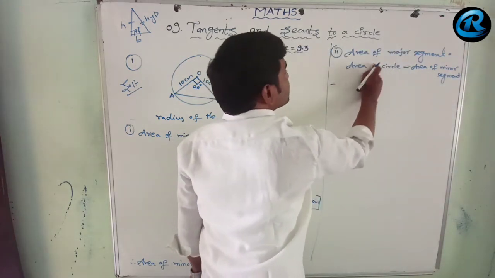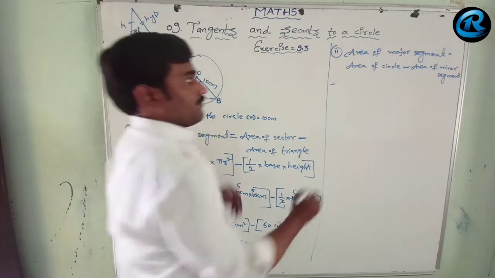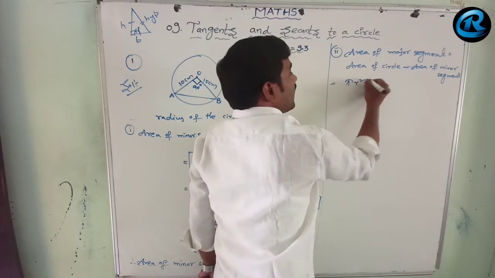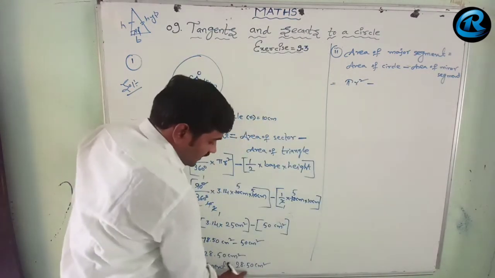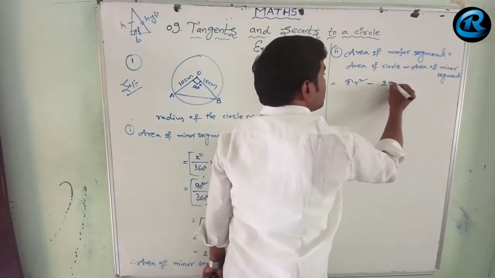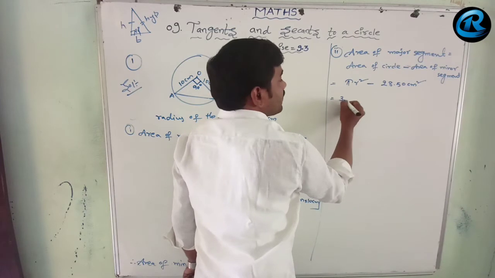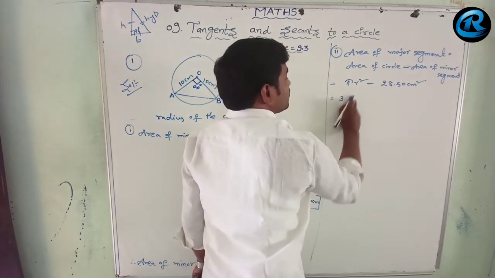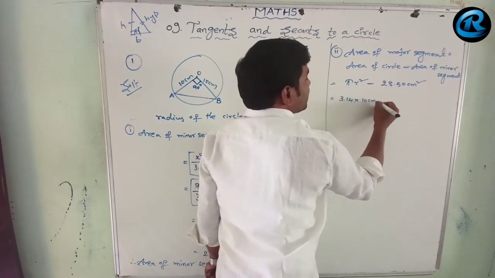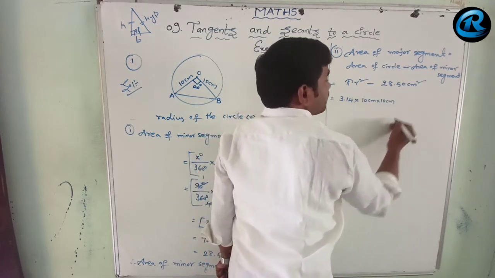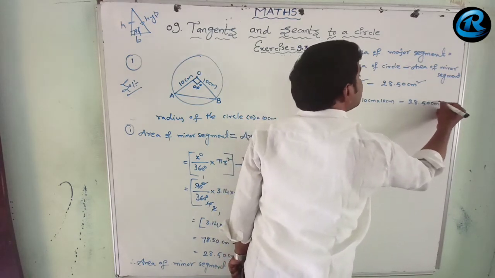So area of circle, the area of circle formula is pi r square, pi r square minus area of minor segment. Already we got 28.50 centimeter square. Here the question said to use the pi value 3.14, into r value 10 centimeter into 10 centimeter, minus this 28.50 centimeter square.